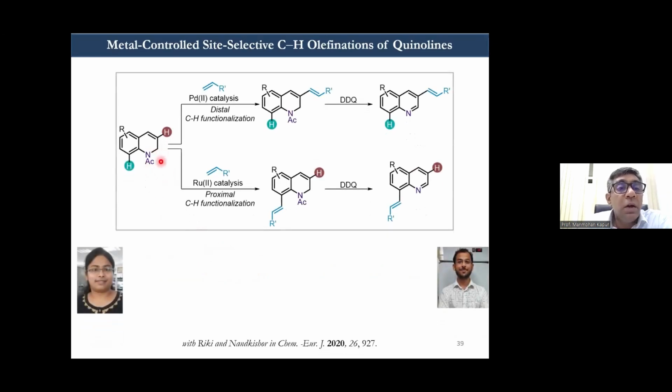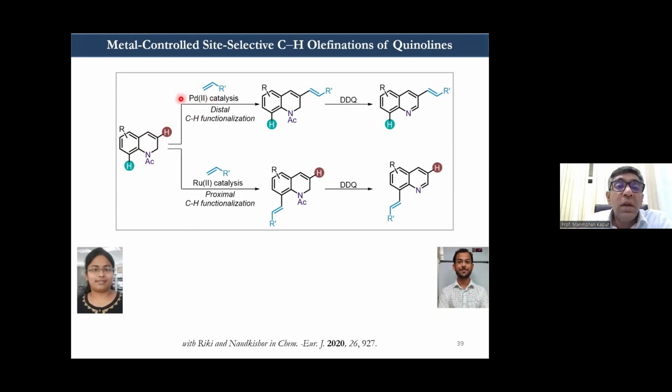Going back to the quinoline case, you can see here that the quinoline has 2 H that can be functionalized. You can carry out a distal functionalization at this position, or you can carry out a proximal functionalization at this position. Why is this proximal? Because this is in the neighborhood of the N-acetyl group. Whereas this is distal, as we had seen earlier, because now this can push its pair of electrons and you can make this a very pi basic site.